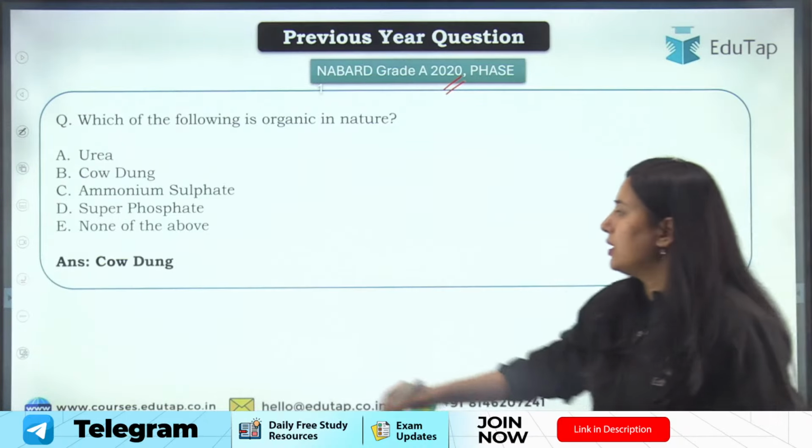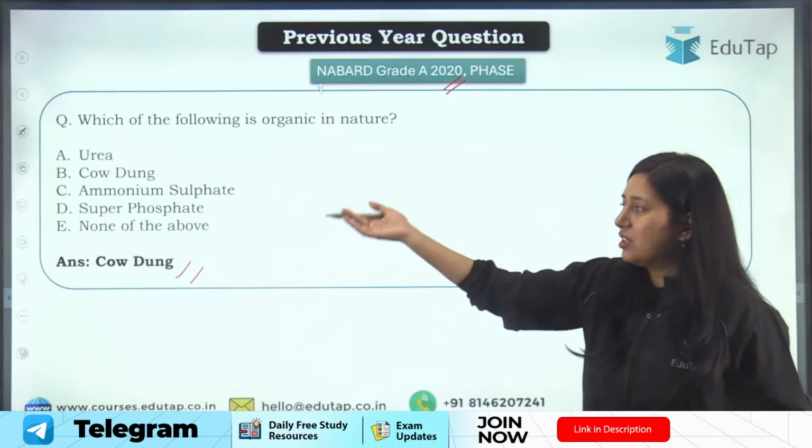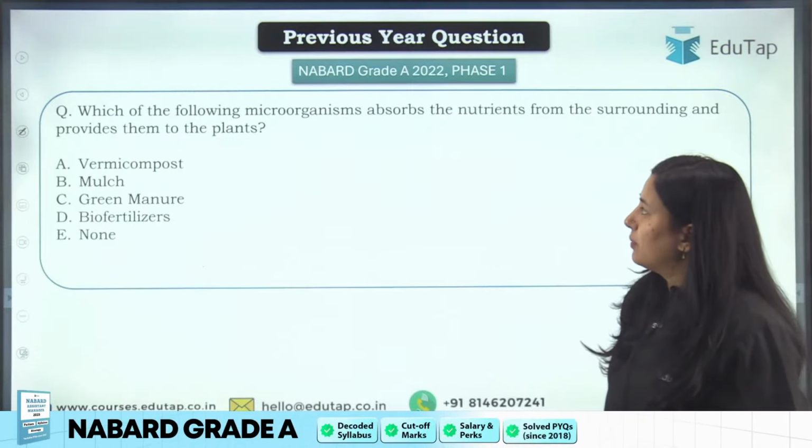Okay, the answer will be cow dung. So the rest of the other things are chemical in nature. Cow dung is the only natural thing, so it will be the answer.